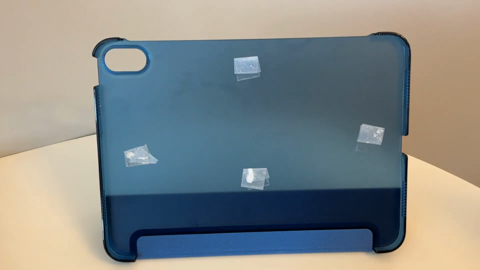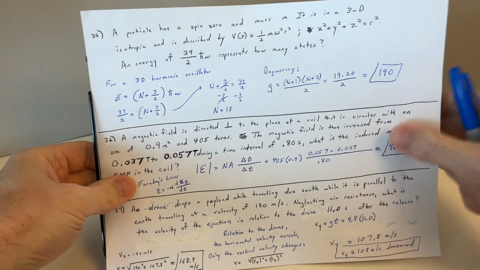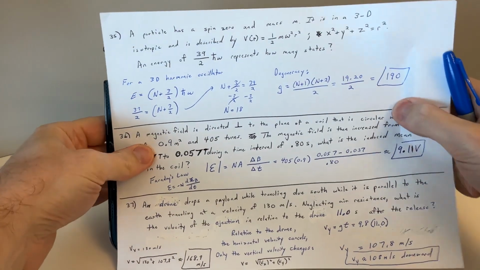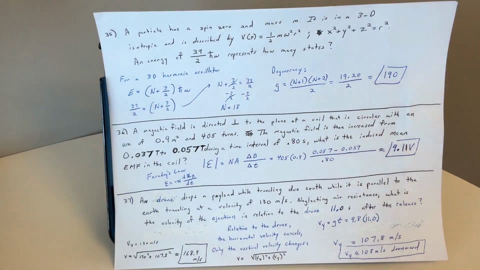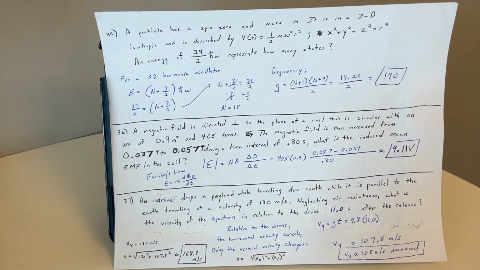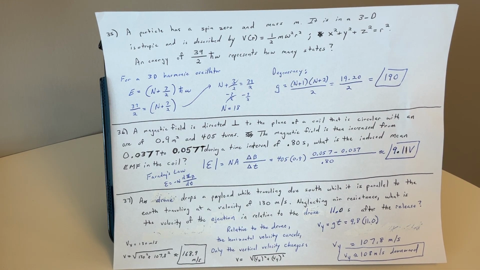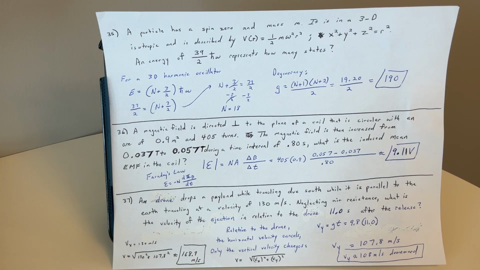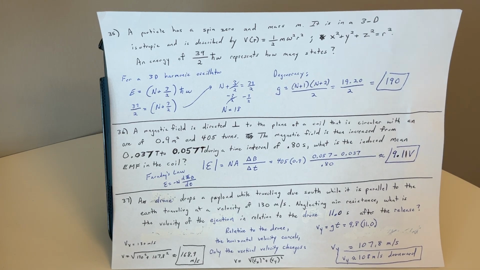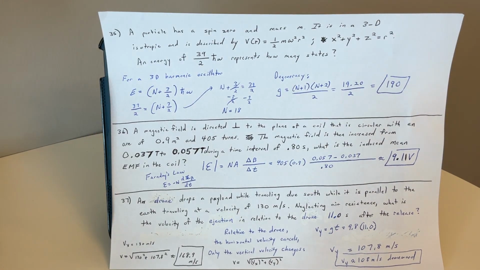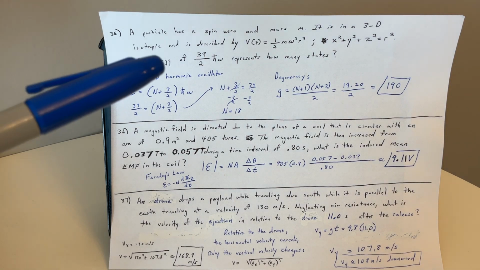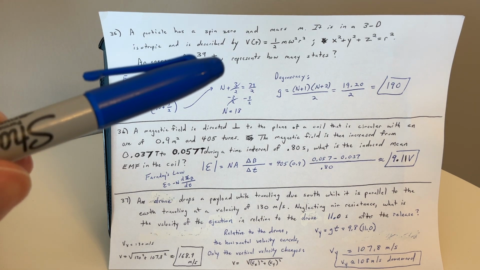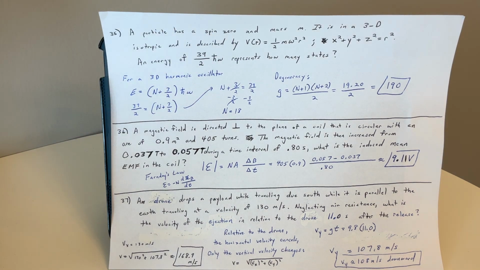And now we go to the last three. Okay, 35. A particle has spin 0 and mass m. It is in a 3D isotropic potential and is described by V of r equals 1/2 m omega squared r squared, where x squared plus y squared plus z squared is r squared. An energy of 39 over 2 h bar omega represents how many states?